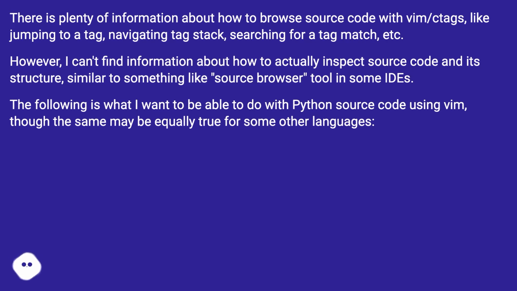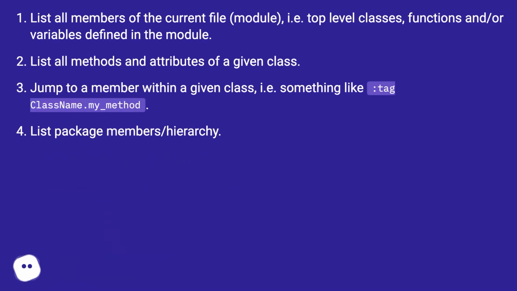The following is what I want to be able to do with Python source code using Vim, though the same may be equally true for some other languages. List all members of the current file module, i.e. top-level classes, functions and/or variables defined in the module. List all methods and attributes of a given class. Jump to a member within a given class, i.e. something like :tag classname.my_method. List package members, a hierarchy.